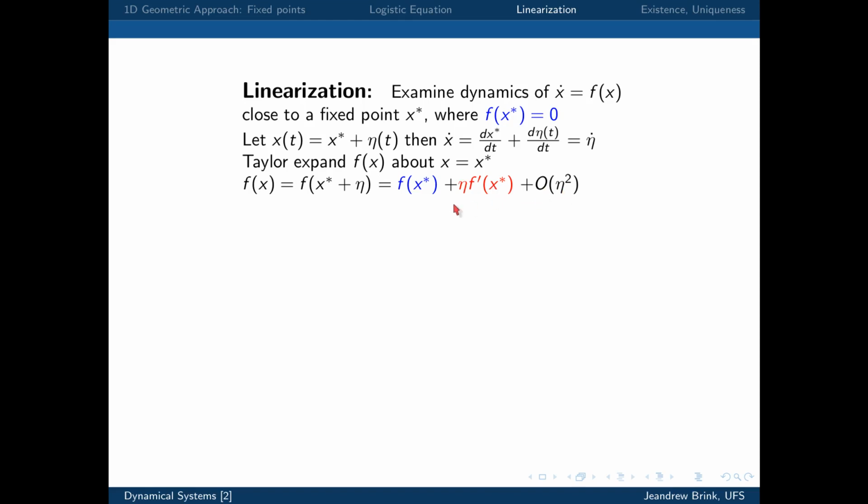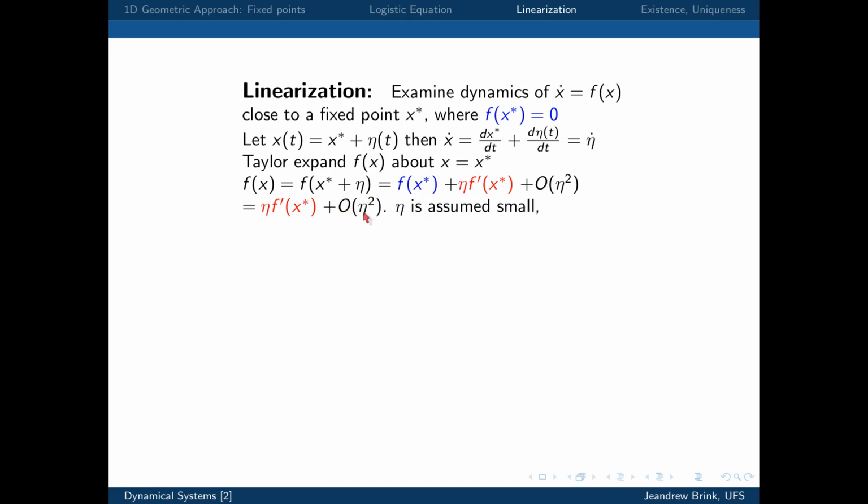And so the nice thing here is f of x star equals 0, so we're simply left with f of x equal to eta times f prime, the derivative at x star. And the derivative at x star, remember, is just a constant, right? Plus the higher order terms.